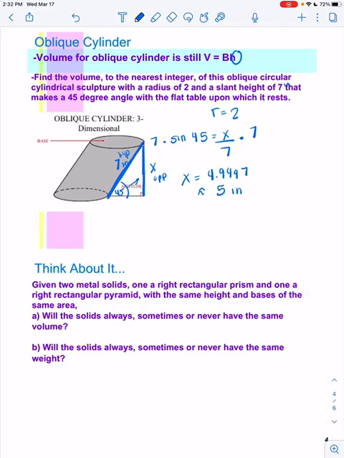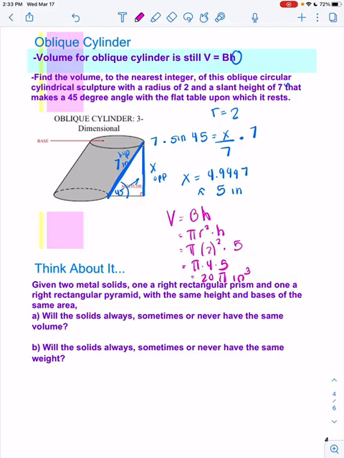Now I can calculate my volume. So remember, volume is capital B, which is area of the base, times height, which is pi r squared times height. So pi times the radius, which was 2 squared, times the height we just found, which is 5. Remember, we're not using the slant height. I need the height of the actual shape. The slant height just helped us get the regular height. This is going to be pi times 4 times 5, which is approximately 20 pi inches cubed.